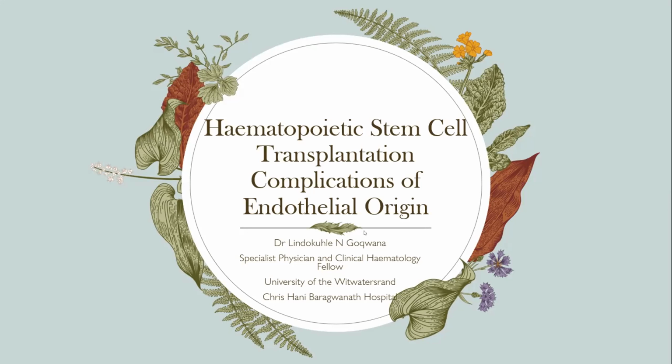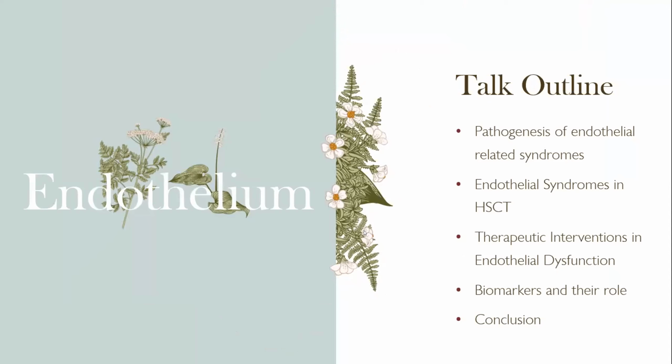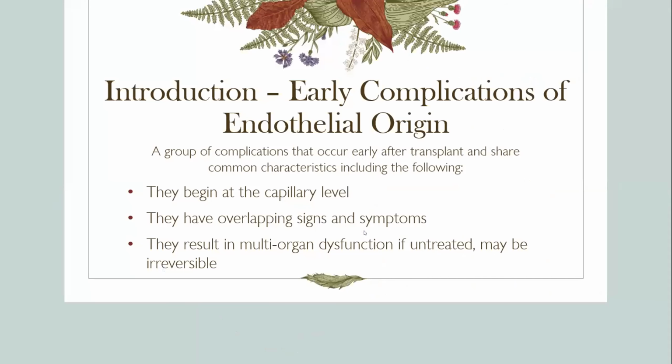So today I'll be speaking about hematopoietic stem cell transplantation complications of endothelial origin. This is just a brief outline of my talk. I'm going to delve straight into it by defining them as a group of complications that occur early after transplant, usually within 100 days. They share common characteristics: they begin at the capillary level, they have overlapping signs and symptoms, and they result in multi-organ dysfunction if untreated, and this may be irreversible.